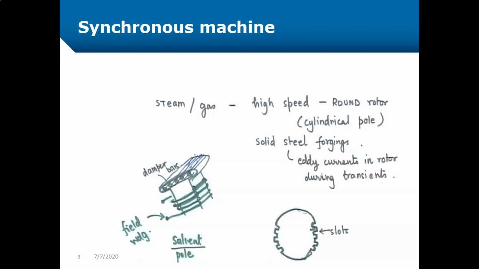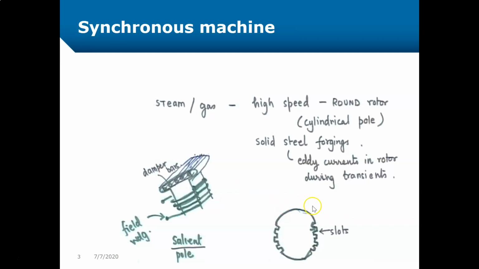Normally both the flux created by the field winding, as well as the three-phase rotating flux, and also the rotary motion of the rotor, are all at the same speed. So during transients you have currents in these damper bars, and they tend to damp out any transient which is actually occurring.